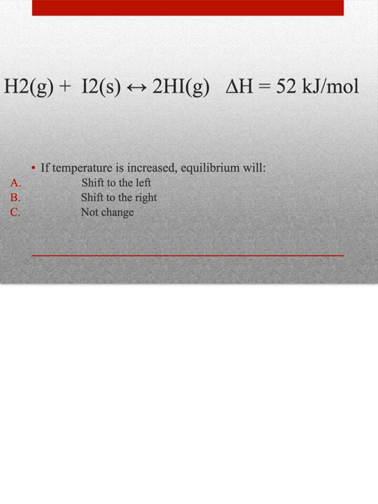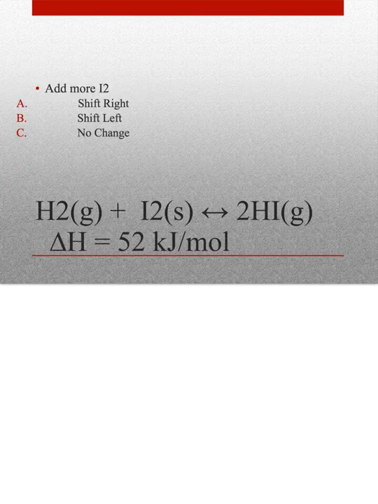So I believe that might be the one we just did, right? So we're just going to go more. Now I'm adding more I2. When I add more I2, I'm adding more reactants. So again, my reactants are heavier than my products, so I have extra reactants. In order to alleviate that change, I have to use up that I2, or make more products.